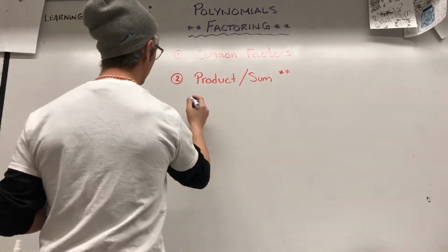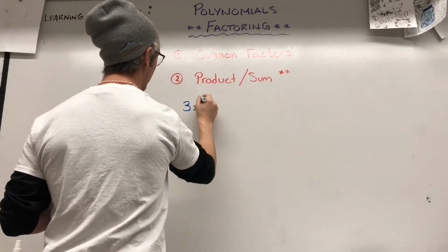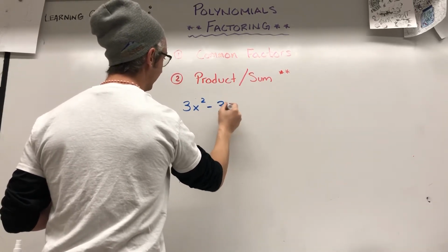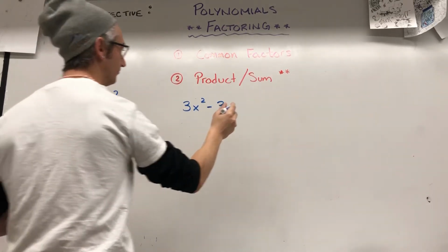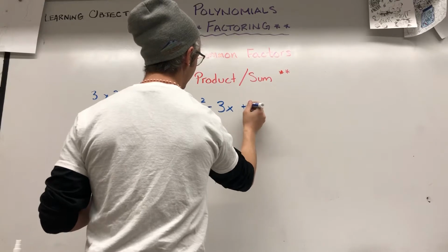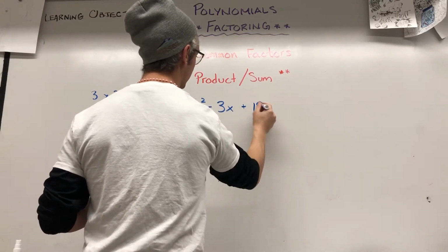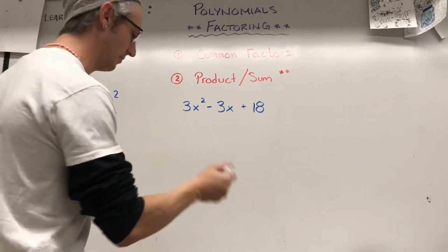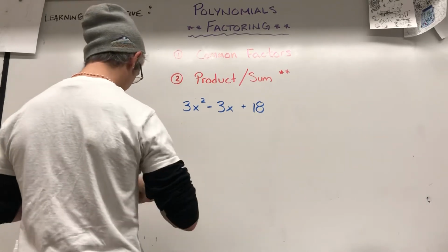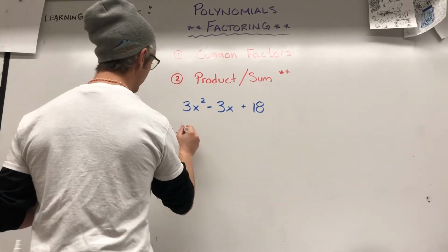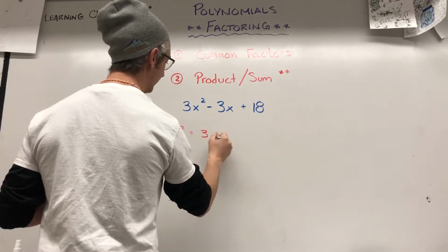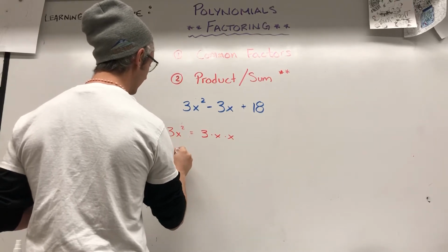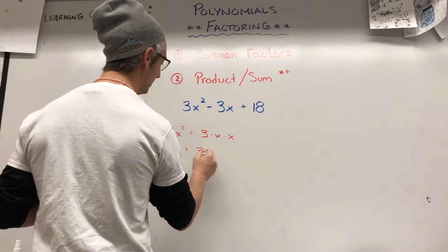So a situation like that might look like 3x squared minus 3x plus 18. Okay? So in this case, you look at it and you ask, okay, can I factor anything? Do they have anything in common here? Well, 3x squared is broken down into 3x times x. Negative 3x is, or just 3x is 3 times x.